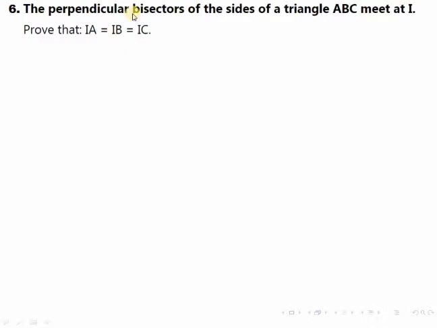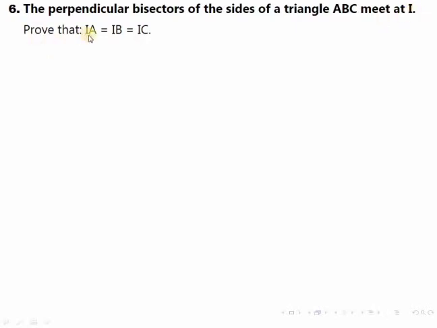Let's understand. Suppose there is a line. If you want to bisect that line, that means divide that line into two equal halves, you are going to draw a perpendicular, and that perpendicular is called the perpendicular bisector. All of you know that in a triangle there are three sides, and when you draw the perpendicular bisectors of all three sides, those three perpendicular bisectors intersect at point I. That's the meaning of this.